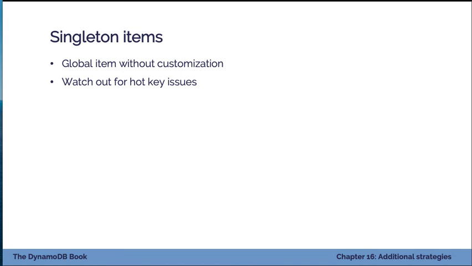The big thing you want to watch out for is hotkey issues here. Remember that each partition is going to have a limit of 3,000 RCUs or 1,000 WCUs. If you have everything just hammering this individual singleton item across your application, that could run into those issues. So make sure you know your access patterns there, that it's not going to get bombarded too much before you make this global item that everyone's hitting.